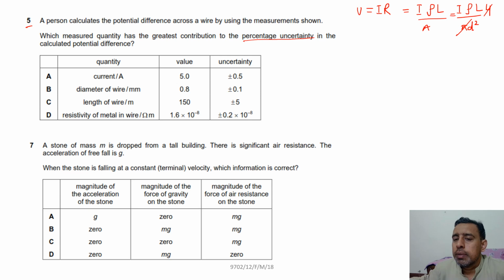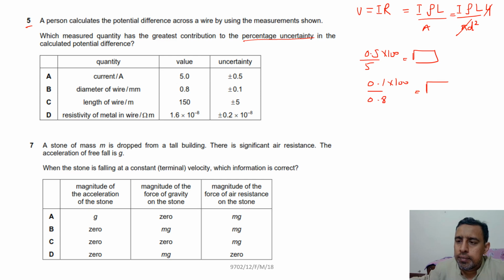For I, the percentage uncertainty is 0.5 into 100 by 5, and for the diameter it is 0.1 into 100 by 0.8, and for the length it is 5 into 100 by 150, and for the resistivity we have 0.2 into 10 to the power minus 8 into 100 by 1.6 into 10 to the power minus 8.